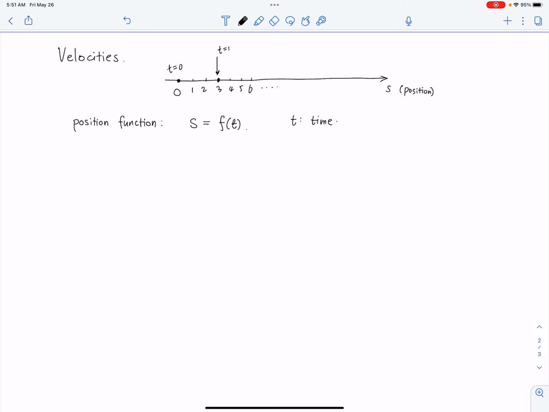At t equals 1, you are at position 3, and at t equals 2, maybe you're here. And at t equals 3, you are at position 6. So your position depends on the time. So we call that a position function. Now you can see that in the first 1 second, between time 0 to time 1, you move 3 feet.